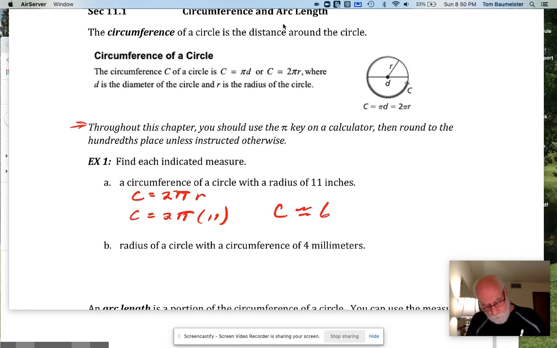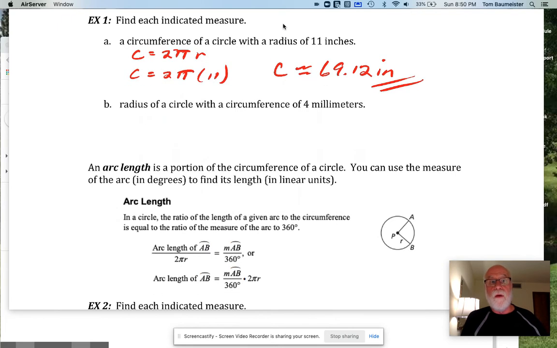69.12 inches. Remember, on these ones, if it gives you units, make sure you put in the units, unless, of course, Big Ideas already does it for you. Sometimes I notice they do that, right?